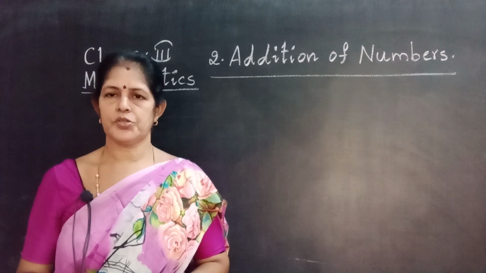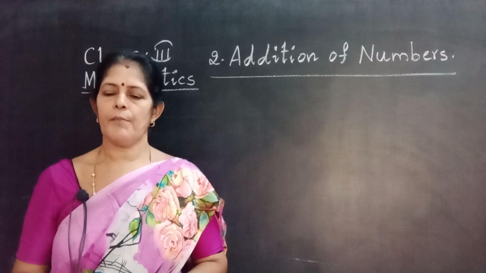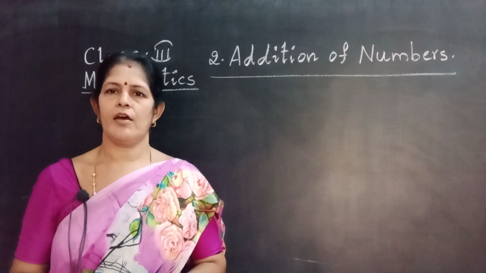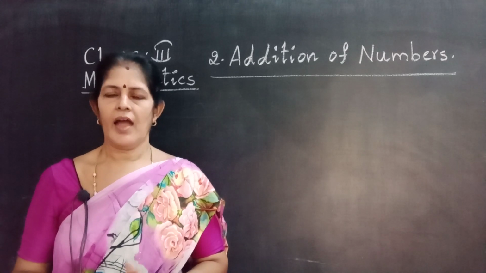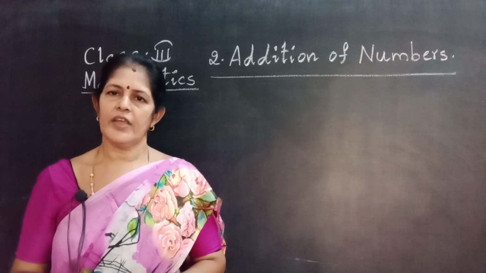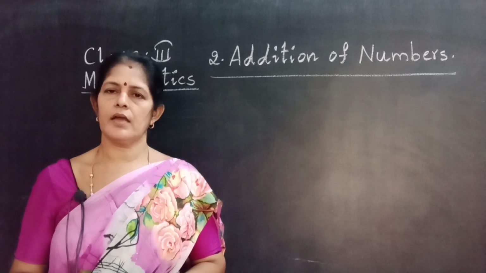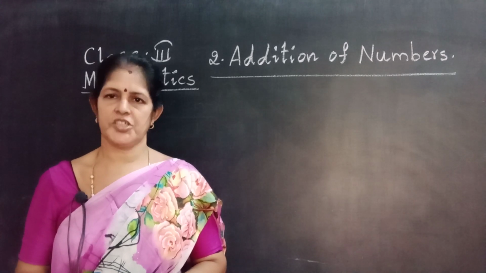Addition facts: number plus 0 gives the same number. Number plus 1 gives the next number of the given number. And when we add two or more numbers in any order, we get the same answer. That property is called the commutative property of addition.